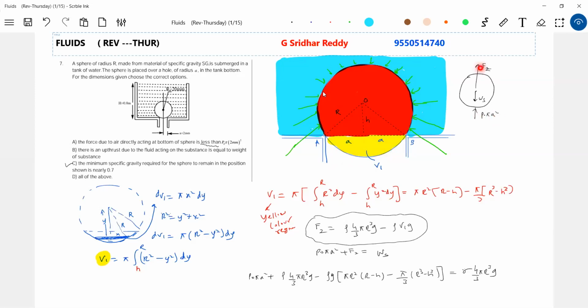So what we should calculate is, now he's asking the minimum specific gravity for the sphere to remain in the position shown. So for equilibrium, what is the condition? P naught pi a square plus F2 should be equal to the weight W. What is F2? Net force exerted by the liquid on the sphere.